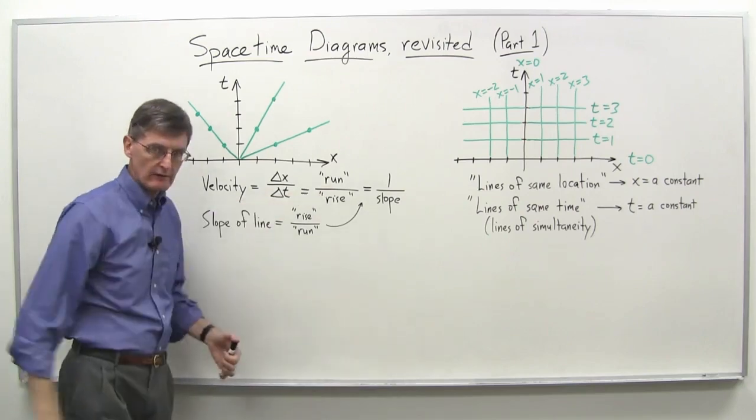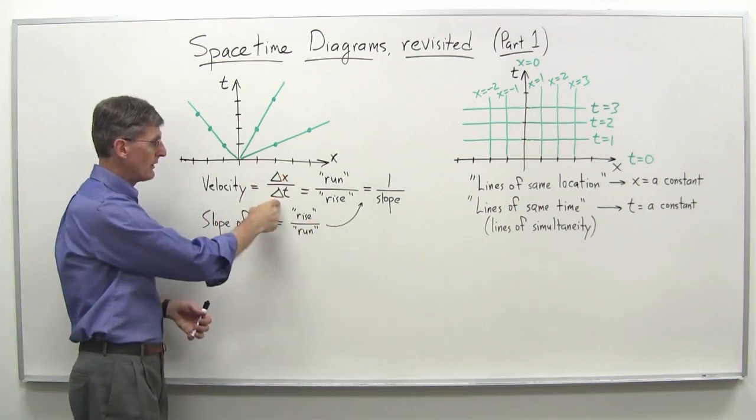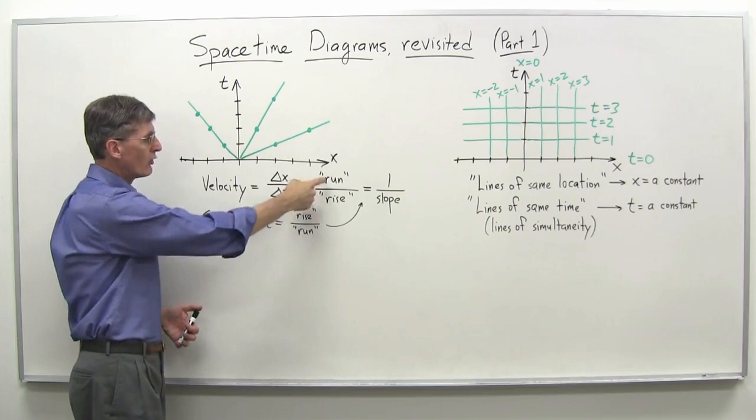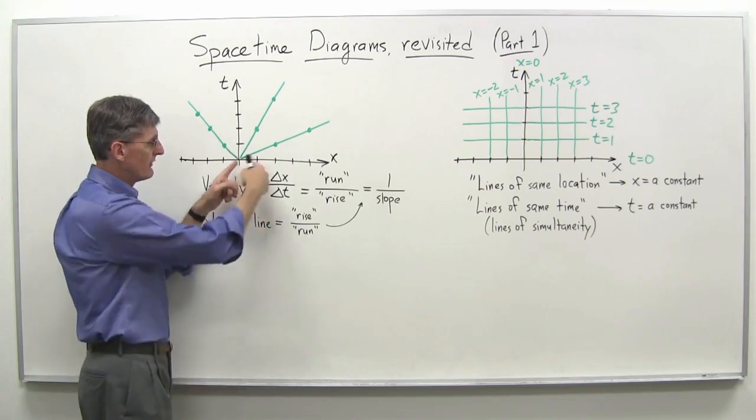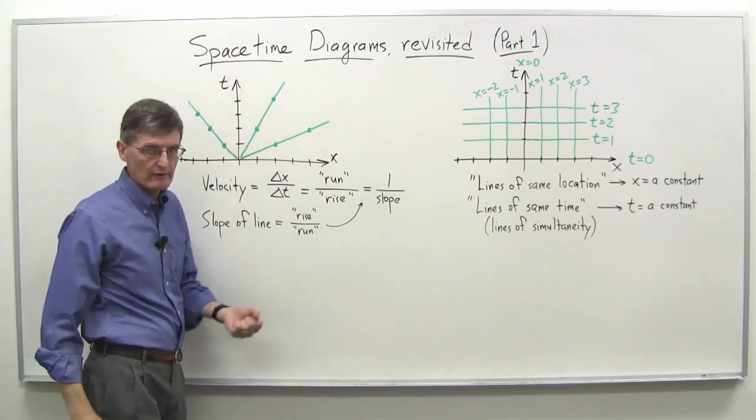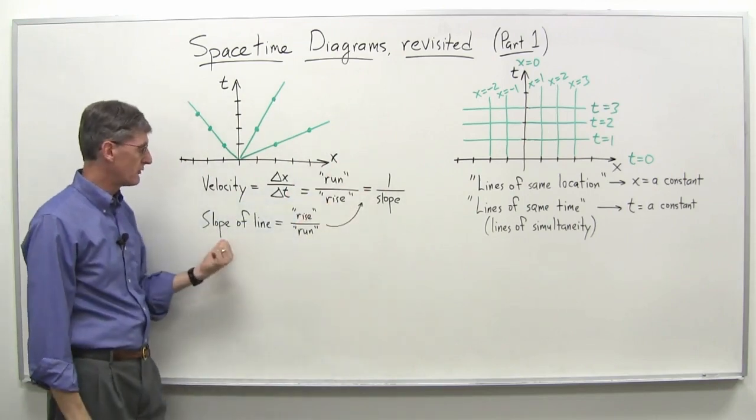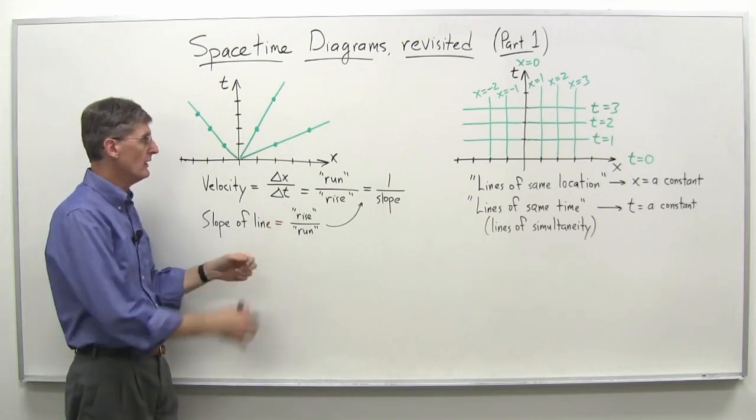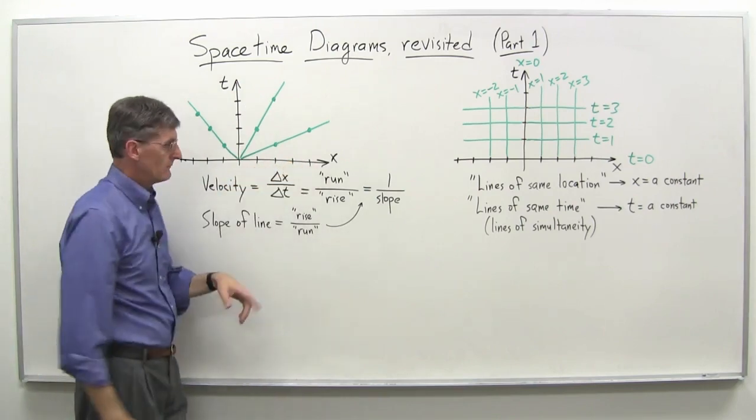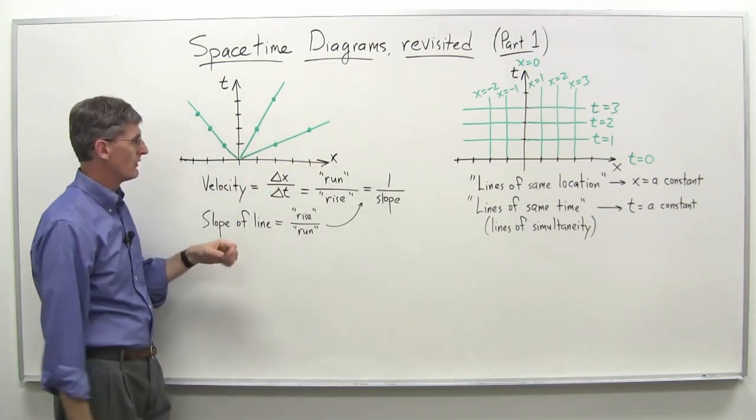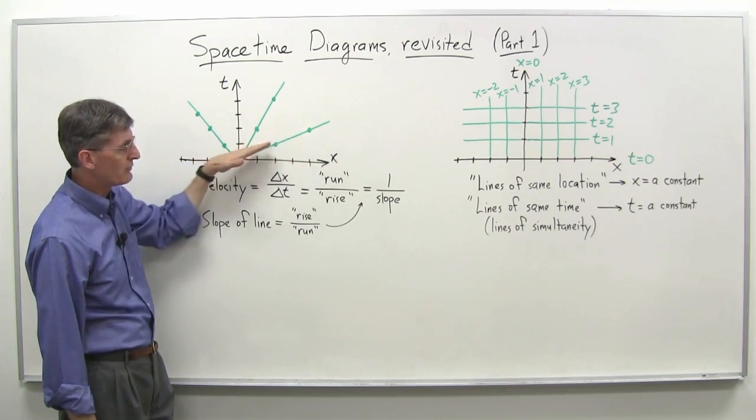As you've probably already read here, I've got a reminder that velocity is the change in distance, the displacement, divided by the elapsed time, delta x over delta t, or we also call it the run over the rise. The run is the elapsed distance covered in the x direction. The rise is how far up on our diagram you go in time. And that is also 1 over the slope, because remember, the slope of a line, by definition, is the rise over the run. It's the vertical distance covered divided by the horizontal distance covered.